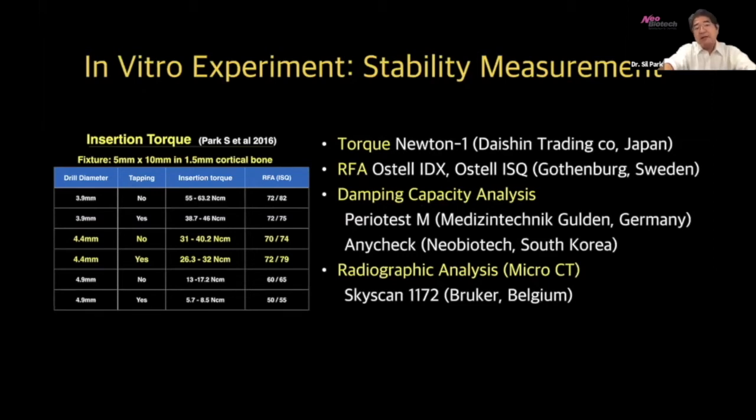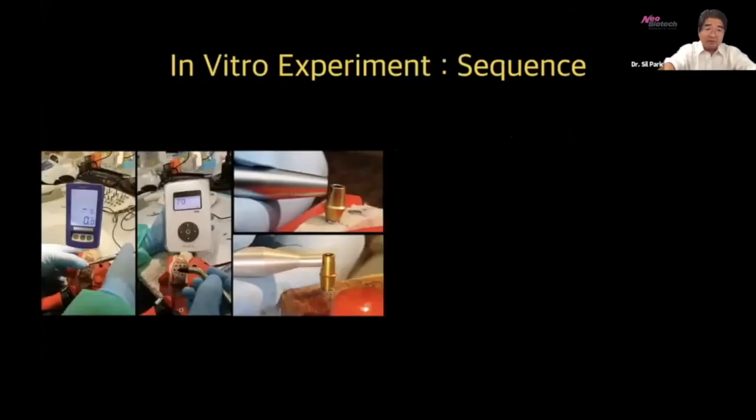So by using the different osteotomy size, I create the different torque, right? As you can see from here, from the 5.7 to about 63. And in each case, I measure the resonance frequency and also damping capacity analysis with the numbers too, right? So I try to find out whether all those different machines show the same pattern or they conflict with each other, right? So this is what I do.